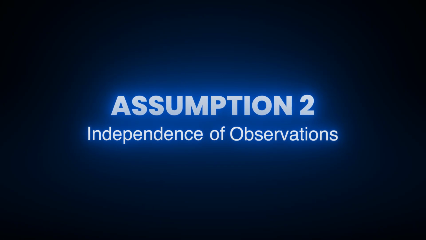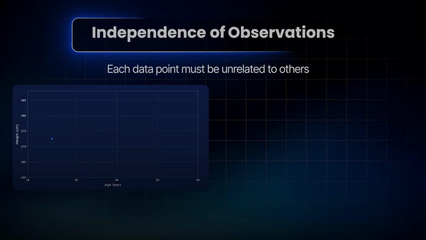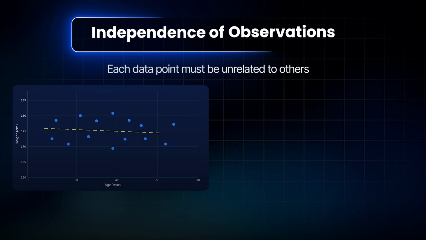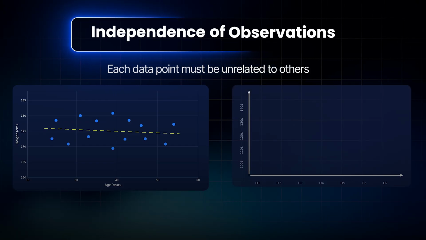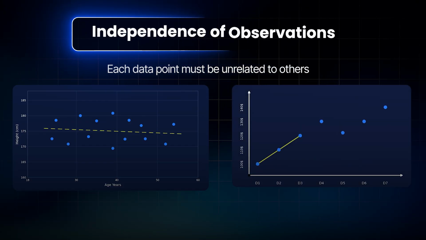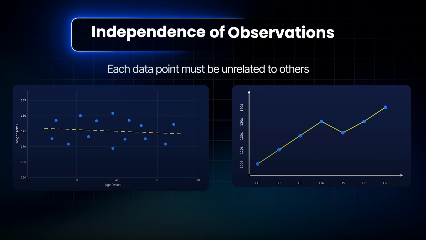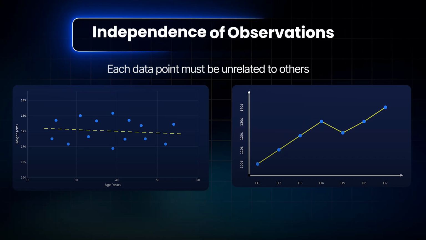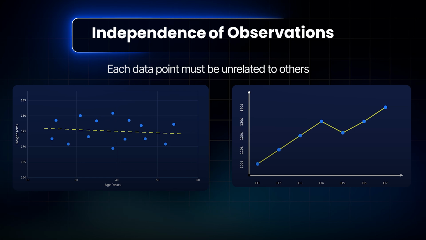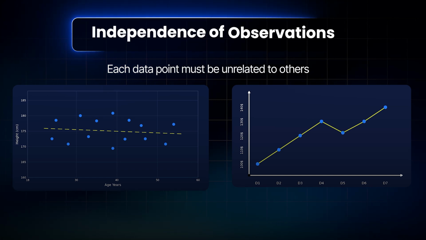Assumption 2, independence of observations. Each data point should be independent of others. If I'm predicting stock prices where yesterday's price directly affects today's prediction, the observations are not independent. In that case, I use a model that matches the data's dependency structure, such as a time series model.